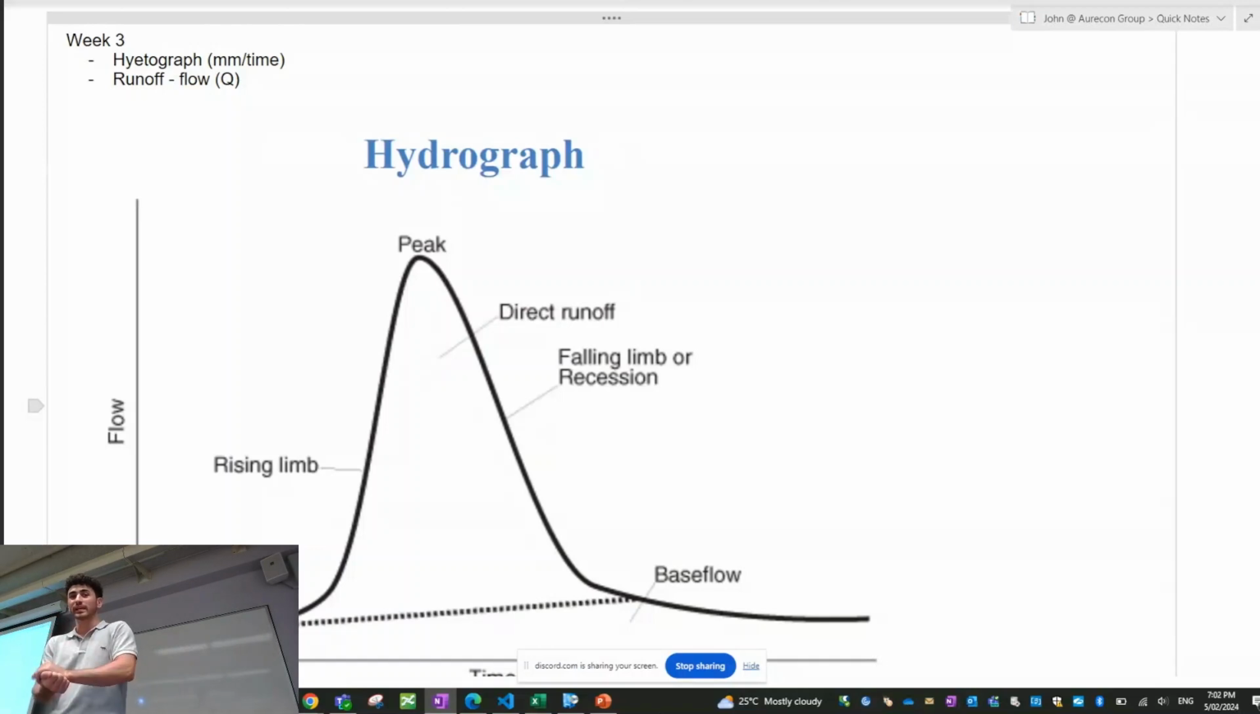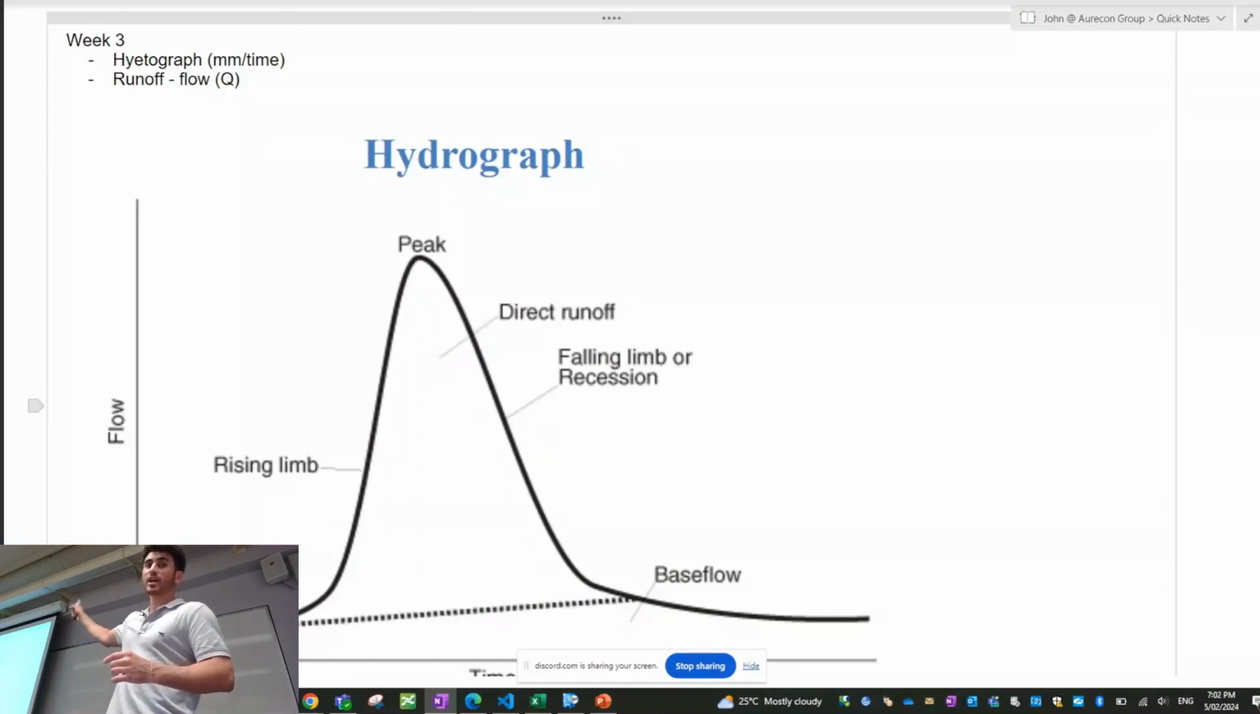Okay, so week 3. This is when we start to look at the actual landscape and how water changes and flows as a result of the storm. So this is the actual actions of the water cycle. The first point is the hyetograph.